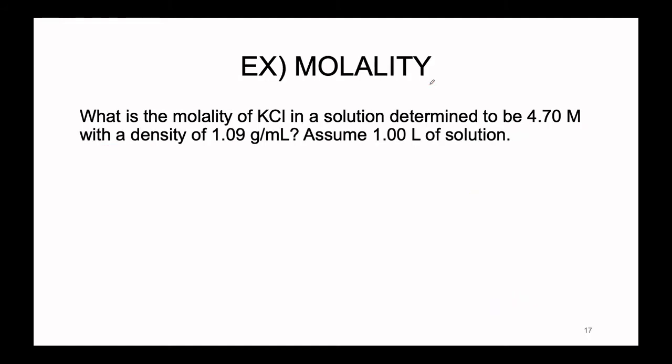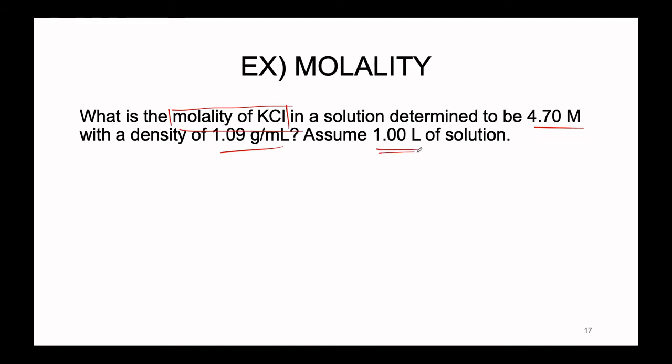This could not be more apparent than in the type of example problem that we are about to solve together below, wherein we are asked to solve for the molality of a potassium chloride solution. It seems innocent enough. In the wording of the problem, we are told that the solution has a concentration of 4.70 molarity and has a density of 1.09 grams per milliliter. We are also told to assume 1 liter of solution.